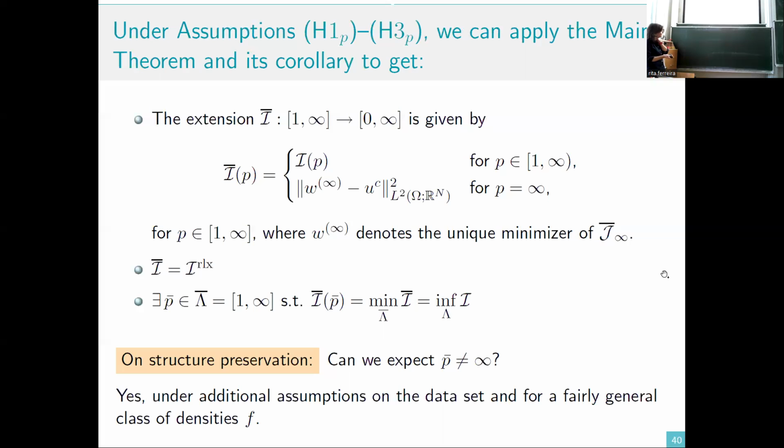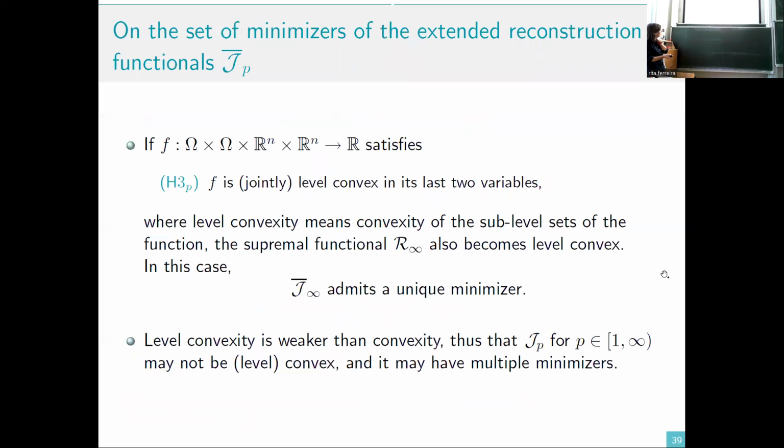namely, here it is. We have to assume that F is jointly level convex in the last two variables. That means that the sublevel sets are convex with respect to the two last variables. And in this case, the supremal functional also becomes level convex, and then you can prove that the reconstructed functional at p equal to infinity has a unique minimizer.